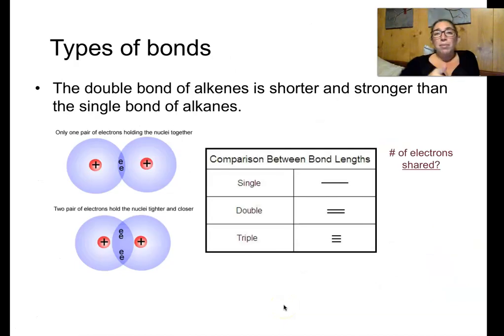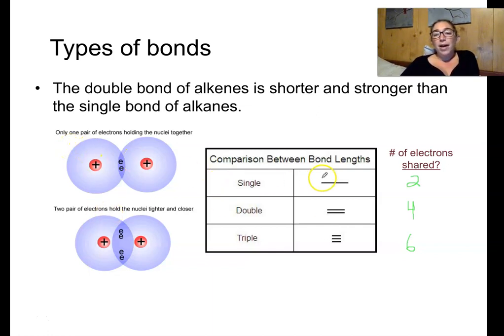So bonds can be single bonds, double bonds, or triple bonds. We talked about when we learned how to draw Lewis structures that a single bond is 2 electrons that are shared. So a single bond is the sharing of 2 electrons. A double bond, therefore, is the sharing of 4 electrons. And a triple bond is the sharing of 6 electrons, because each bond represents 2 electrons shared, or 1 pair of electrons shared, is another way to say that.